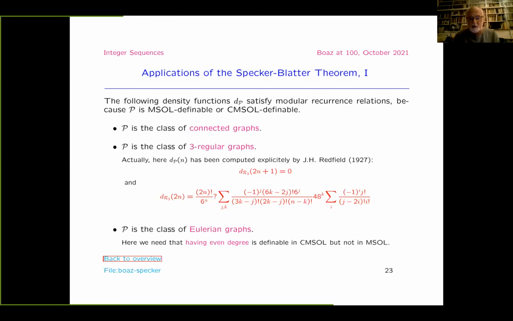And in the case of 3-regular graphs, Redfield in 1927, rediscovered later by Polya and his students, computed, and I haven't verified this, I must say, but it's in Palmer's and Harary's book, the density function for 2n, which is given by this crazy expression. And obviously you don't see that this expression is ultimately periodic modulo any modulus m. So this just is to illustrate that the Specker-Blatter theorem is a very, very strong statement.